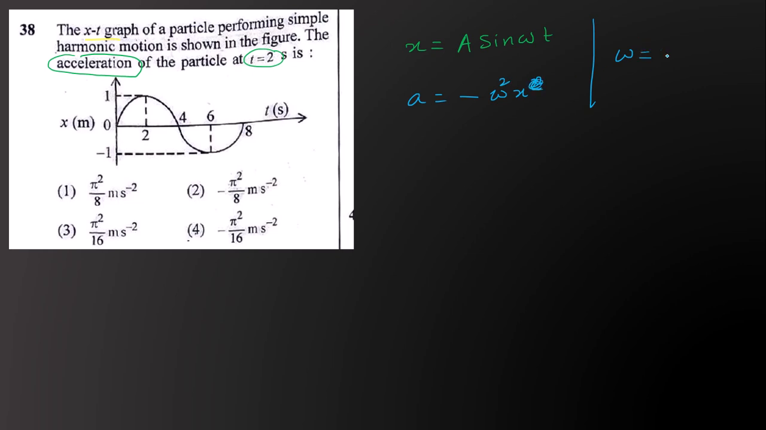What is this omega? Omega is equal to 2 pi divided by T, where T is the time period. Well, from the graph I see that the time period is 8 seconds. Therefore I can write 2 pi by 8. Therefore, if I put the value of this particular omega, and then I need this value, the corresponding displacement.